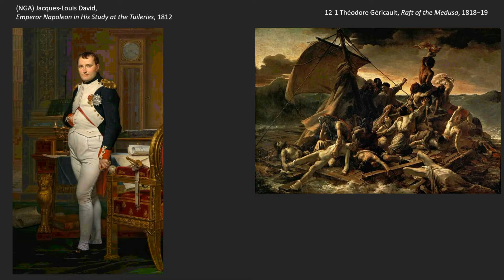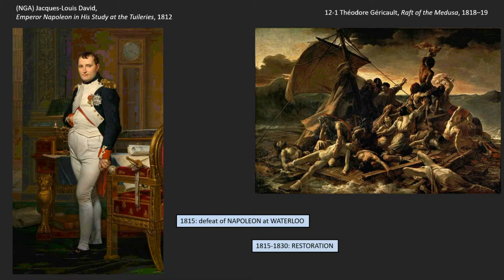So The Raft of the Medusa is painted in the aftermath of Napoleon. That's why I've got it on the screen. And during the period of the Restoration, the French kings have been restored to the throne. So, Napoleon defeated at Waterloo, 1815. 1815 to 1830, the Restoration. The first king of the Restoration, the king during the time of Géricault's painting, is King Louis XVIII.